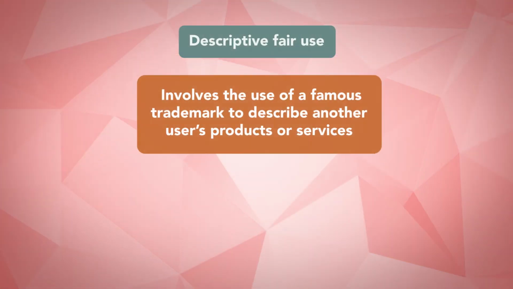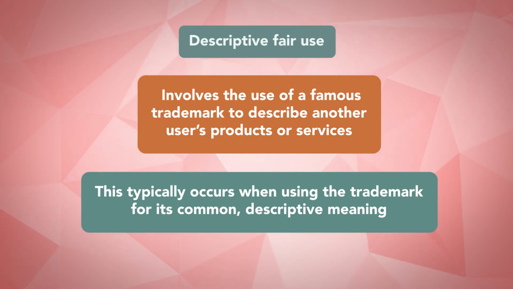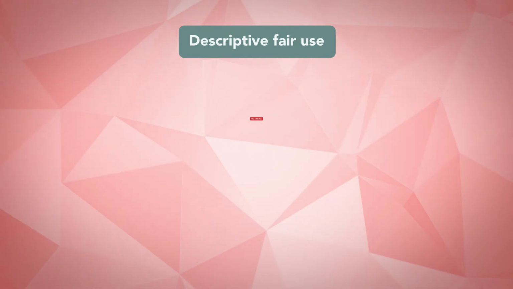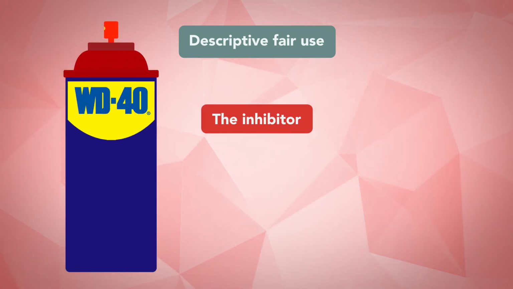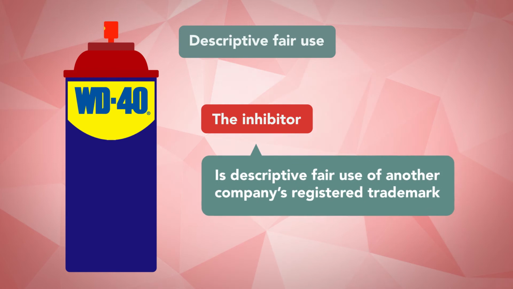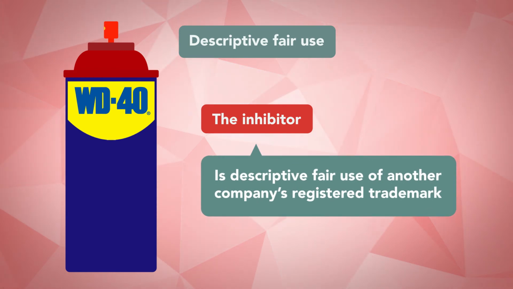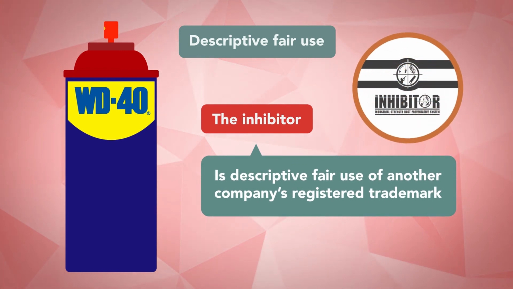Descriptive fair use involves the use of a famous trademark to describe other users, products, or services. This typically occurs when using the trademark for its common descriptive meaning. For example, use of the term the inhibitor by WD-40, a corrosion-inhibiting product, is descriptive fair use of another company's registered trademark. Another person had registered the inhibitor years earlier.